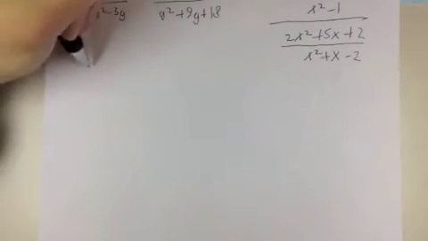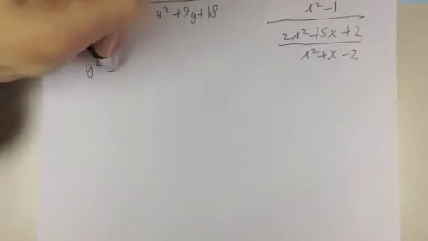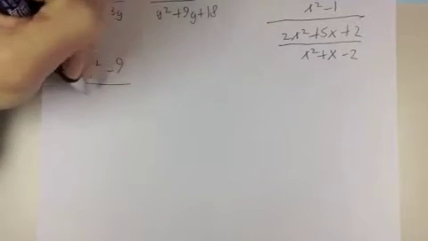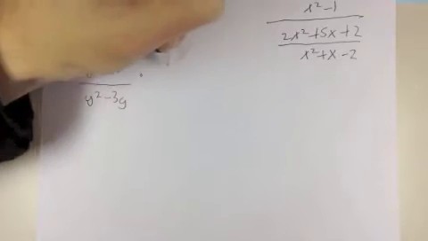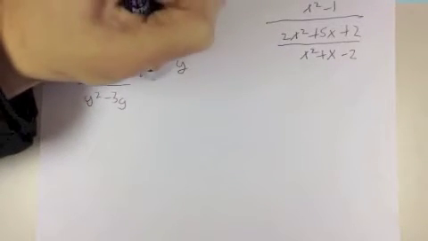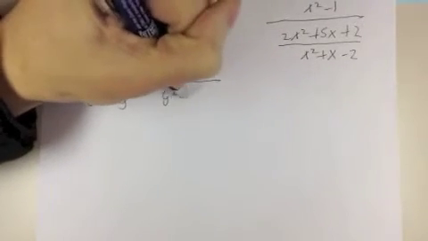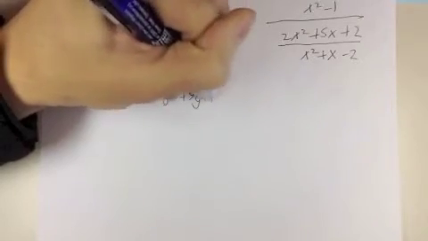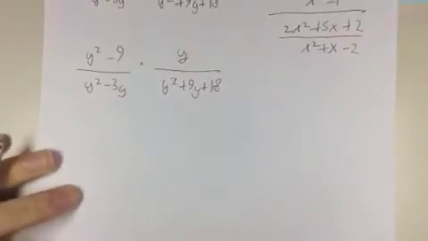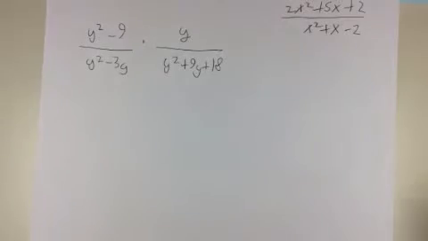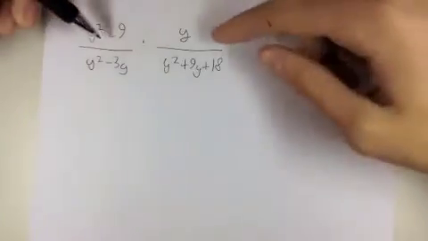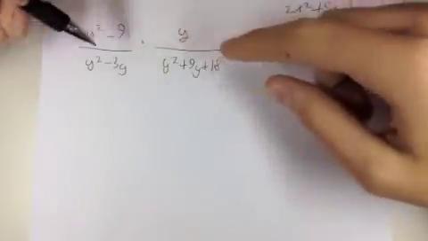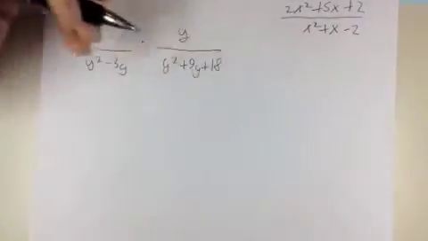So we have (y squared minus 9) over (y squared minus 3y) times y over (y squared plus 9y plus 18). So the first thing we're going to want to do is combine these two fractions into one fraction, and the way you do that is by multiplying the numerators together and multiplying the denominators together.